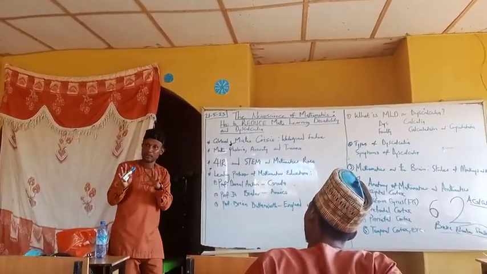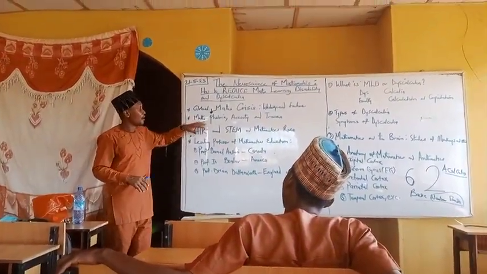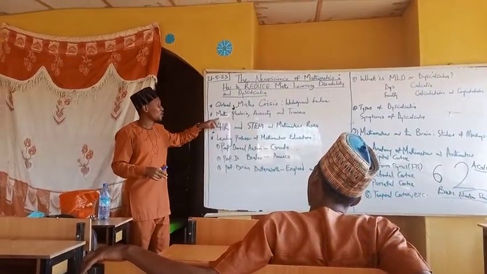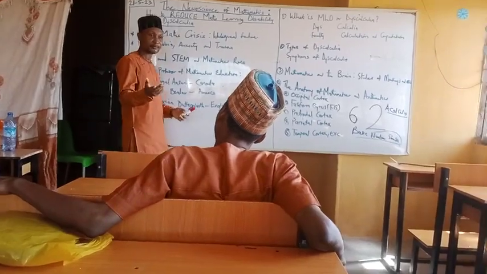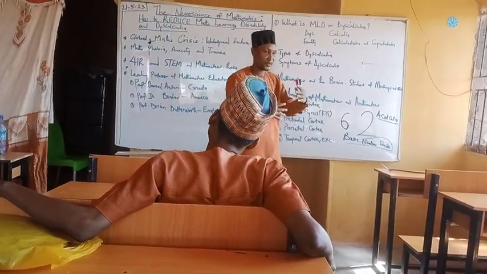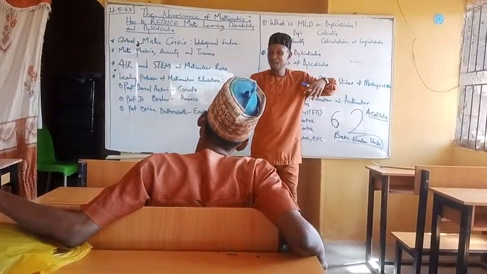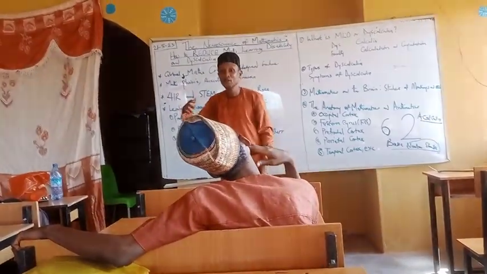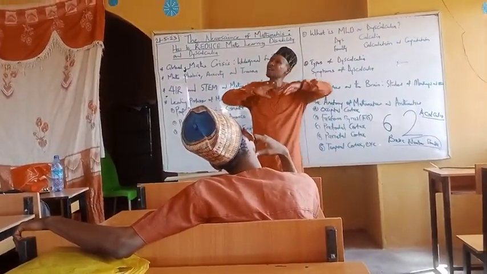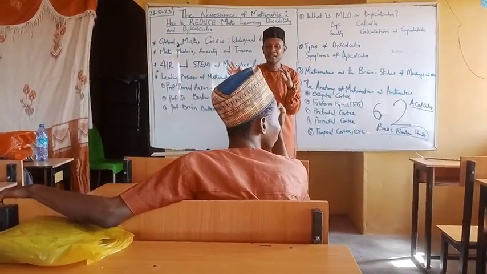So one of the things affecting math ability is called math phobia. And what is phobia? Phobia is fear. So do not forget, anytime you come across phobia, there are different kinds of phobias.